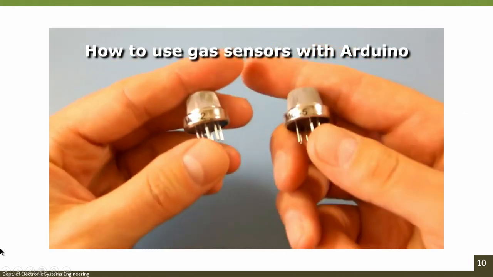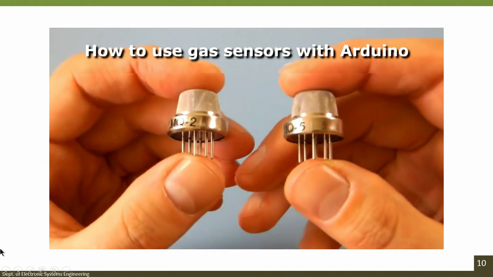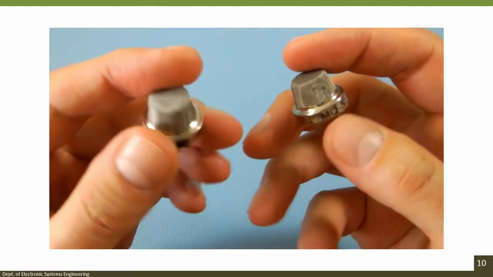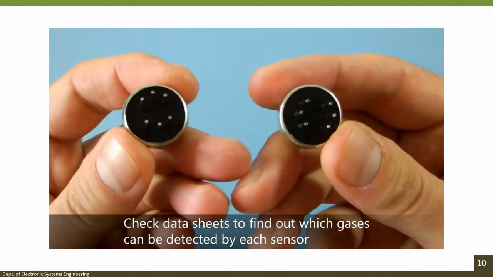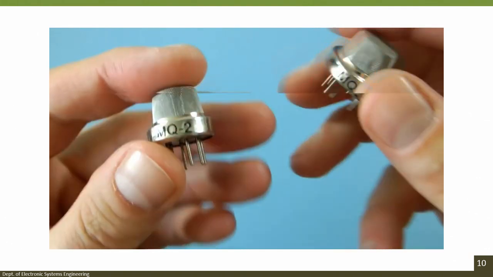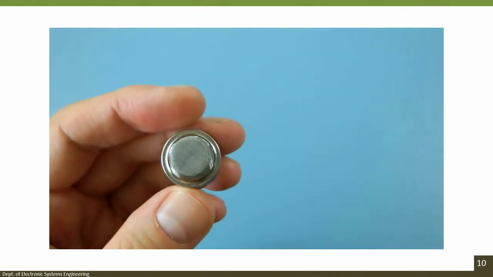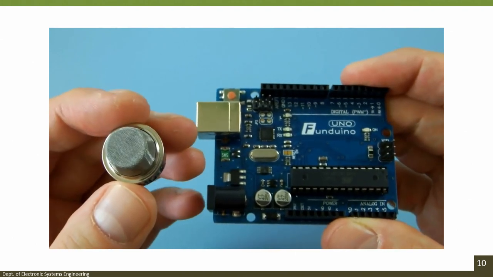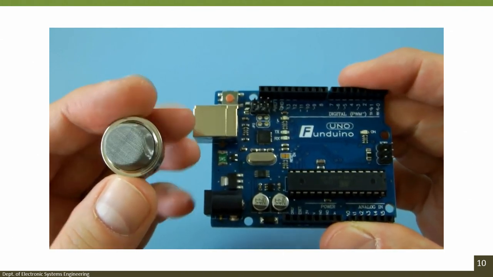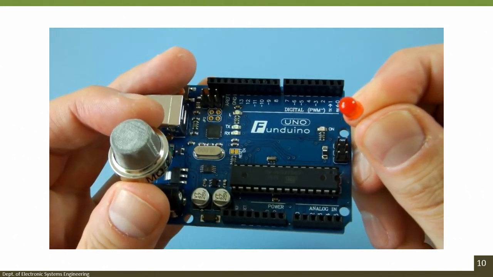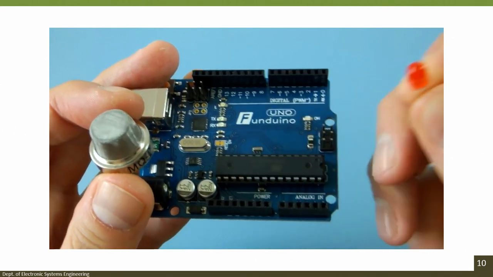Hi, these little guys are MQ2 and MQ5 gas sensors. They look identical and you can probably tell them apart only by the labels. Both require exactly the same connections, but they detect different gases. In this tutorial, I'll show you how to use one of them with Arduino. We'll be reading values from the sensor and make the Arduino light an LED when gas concentration rises above a certain level.